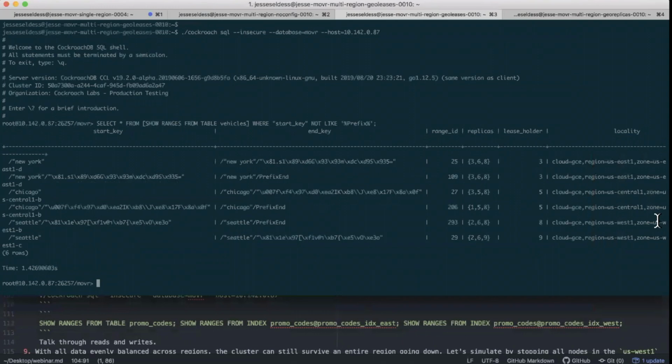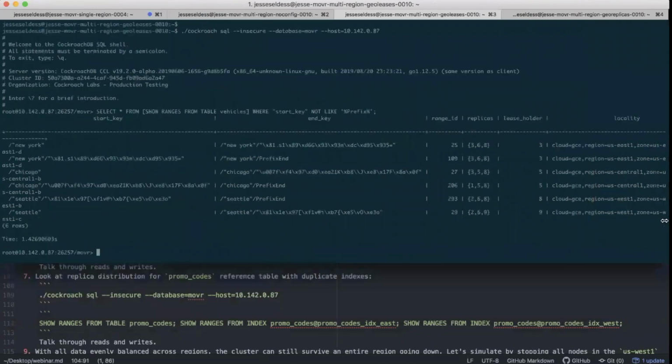And so we're looking at the vehicles table here. I'm going to make it just a teeny bit smaller. But basically what we see here is there's a bunch of ranges for the vehicles table. There are two ranges for the New York partition, two for Chicago, two for Seattle. And we can see here that for this range of the New York partition, one replica is on node 3 in the US East, one is on node 6 in Central, one is on node 8 in the West Coast. But the leaseholder is on node 3, which is in the US East. And that was the geopartition leaseholder. The zone config that we defined on this partition constrains it to the US East.